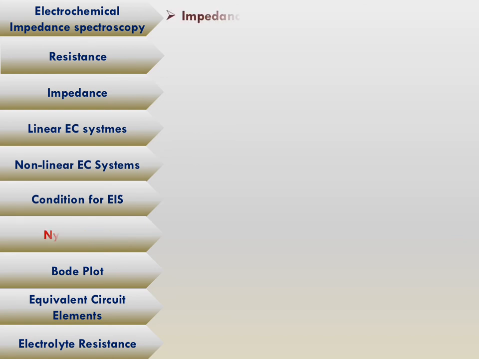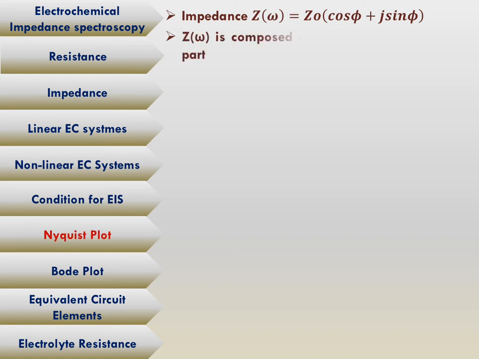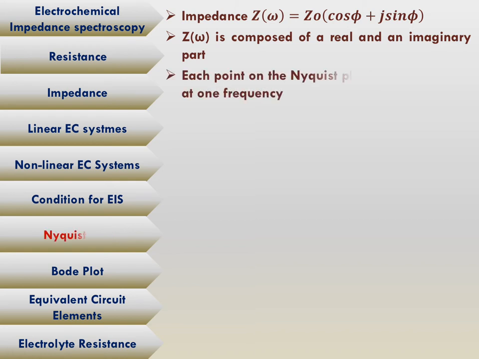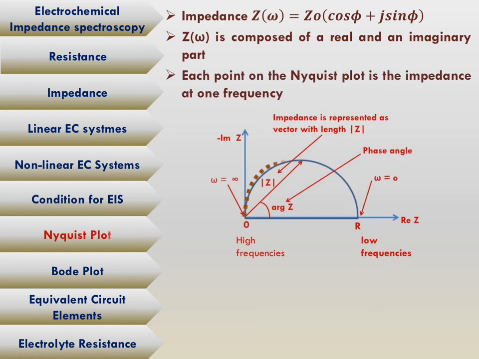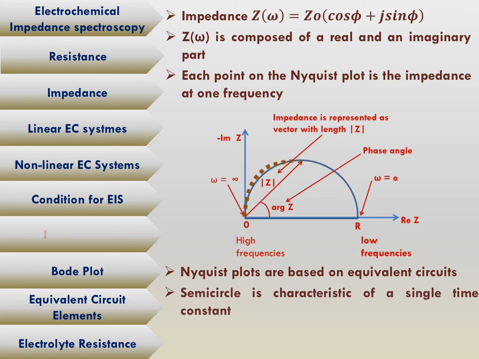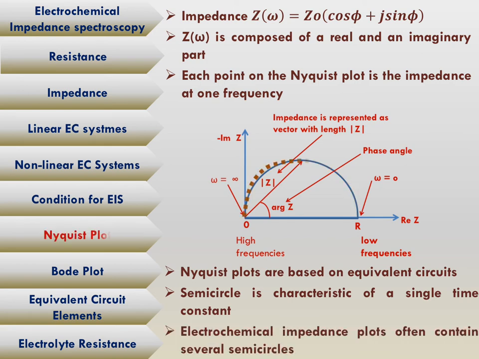The Nyquist plot is normally used to present the impedance data, in which the impedance is composed of a real and an imaginary part. Each point on the Nyquist plot is the impedance at one frequency. Nyquist plots are based on equivalent circuits. A semicircle in the Nyquist plot is a characteristic of a single time constant. Electrochemical impedance plots often contain several semicircles.